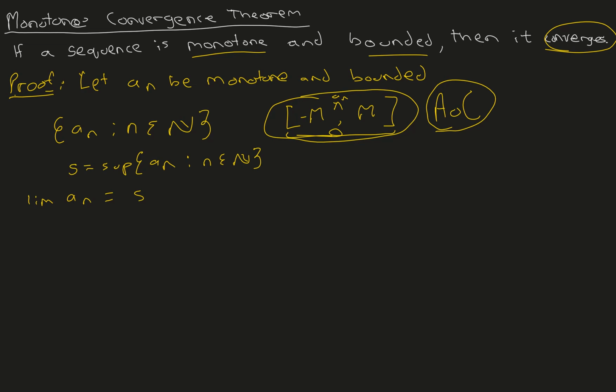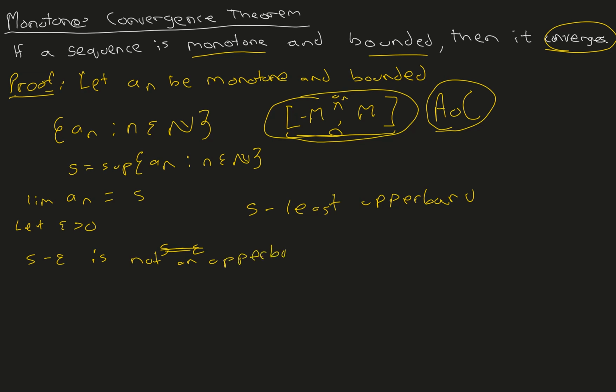To prove this theorem, let epsilon be greater than 0. Because s is the least upper bound, s minus epsilon is certainly not an upper bound. So there is some a_N which is greater than s minus epsilon. Remember, s is right here and s minus epsilon is right here, so there are some sequence terms which exist between these two. There's one a_N right here which is greater than s minus epsilon.